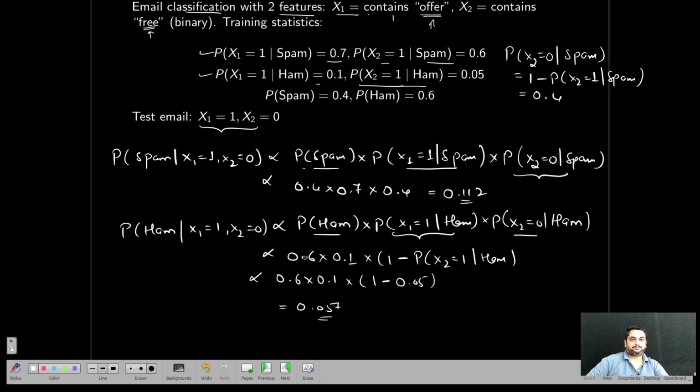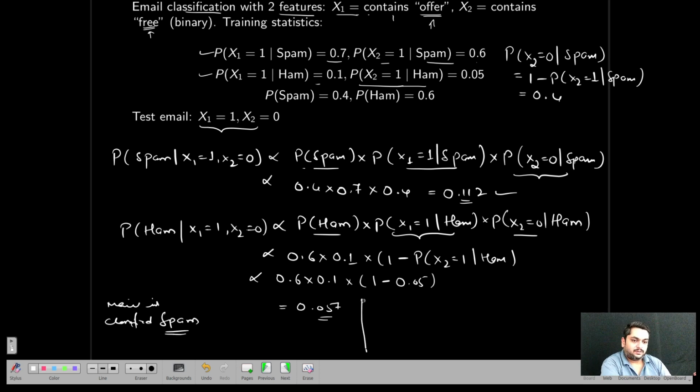So I can apply the MAP rule and check which class has the highest score. This has the highest score. So the mail is classified as spam. Okay.